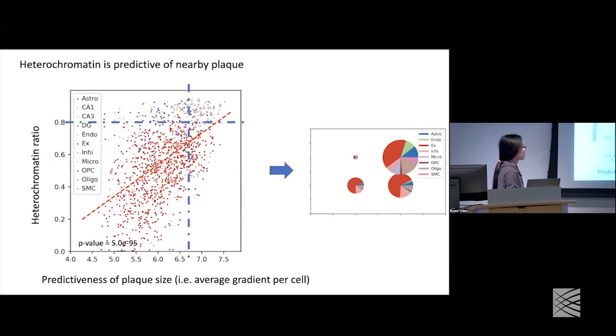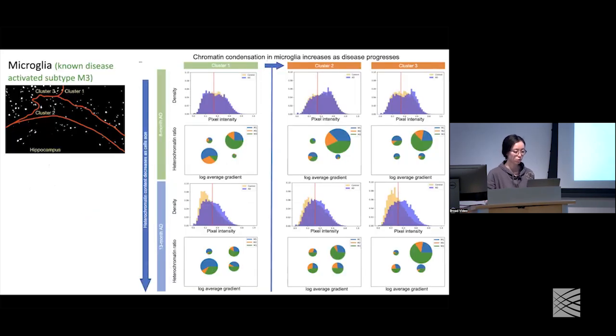And we can group the cells based on their heterochromatin ratio and whether they're predictive or not predictive, and group them into 4 different groups. So we can then look at these 4 different groups and see how the ratio of the cells in different groups changes across space and across time. So this example is shown for microglia.